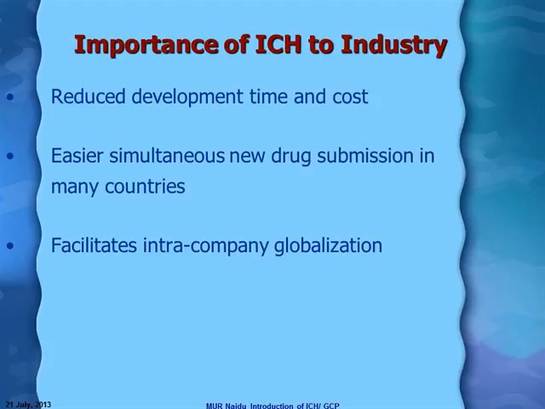There are three major importances for industry to follow the ICH GCP guideline. Number one, it reduces the development time and the cost of developing a new drug. It is easier for them to simultaneously submit the data for approval to many member countries. And third, it facilitates intra-company globalization.